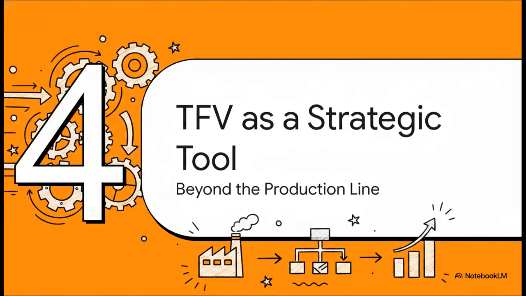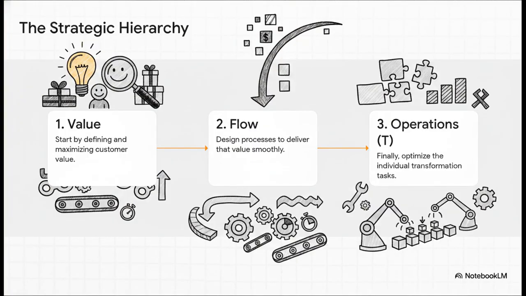So now that we have the theory down, let's move on to the really exciting part: how this builds into a powerful business strategy that can reshape how an entire company operates. Check out this strategic hierarchy because it's completely counterintuitive for most organizations. Traditional management starts at the bottom with operations, optimizing tasks to cut costs. TFV flips that entire model upside down.